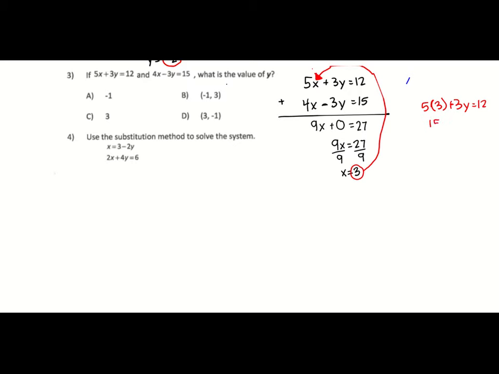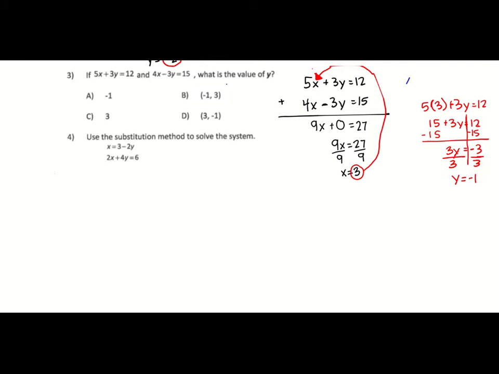5 times 3 is 15. I want that y by itself. I'm going to subtract 15 from both sides. I get 3y is equal to negative 3. Divide both sides by 3, and I get y equals negative 1.